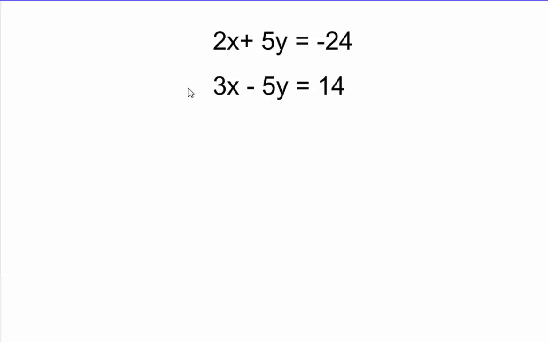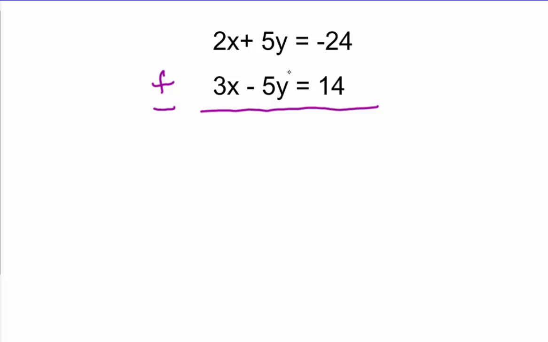So elimination, the way it works is we are going to either add or subtract these two equations from each other to eliminate one of the variables. It's easy as that. So notice that both of these equations have a 5 here. One's positive and one's negative. So if we either add or subtract these equations, we can eliminate the y variable.